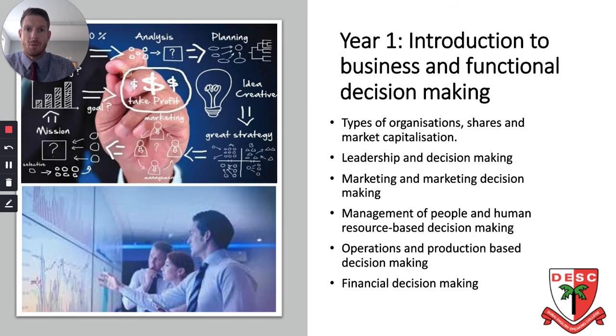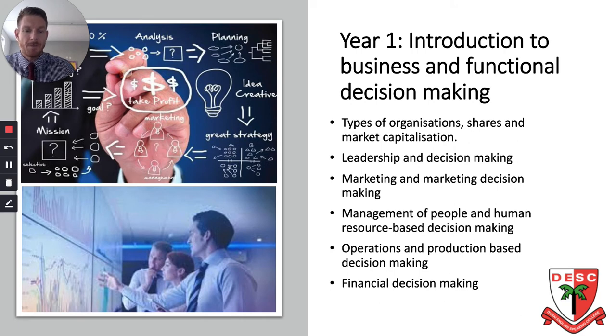So let's start with year 1. Year 1 is an introduction to business and functional decision making. Much of what we do in the course is geared around making the right decisions for firms in different contexts. However, in year 1, what we're going to learn about is decision making on a functional level. So this could be decision making to do with finance of the firm, the marketing of the firm, or the management of people within that firm.